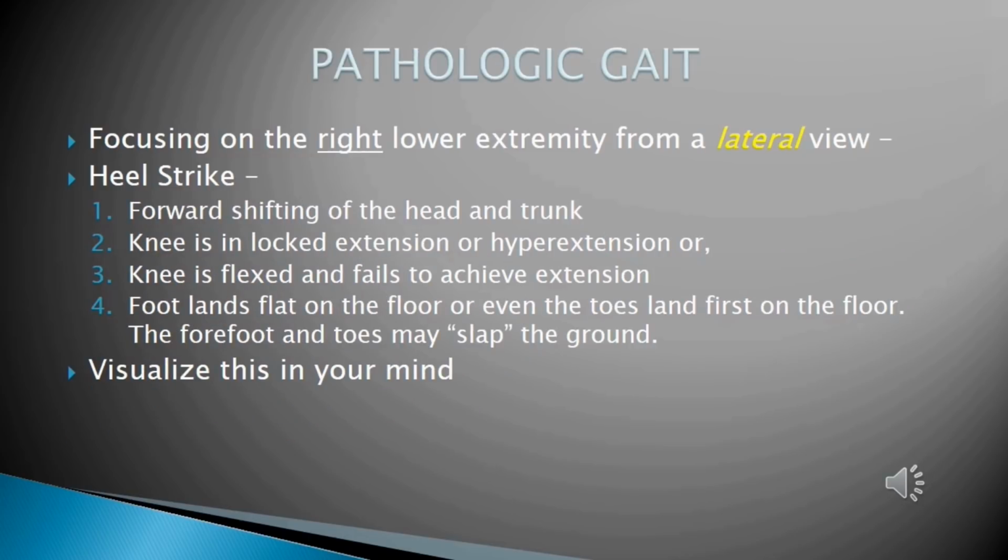Okay, well, let's contrast that with some examples of pathologic gait, again considering the right lower extremity from the lateral view. Well, some pathologic findings could include the fact that there's forward shifting of the head and the trunk, where the head and the trunk get in front of the center of mass of the body. The knee could be locked in extension or possibly even hyperextension, or alternatively, the knee is flexed and fails to achieve full extension.